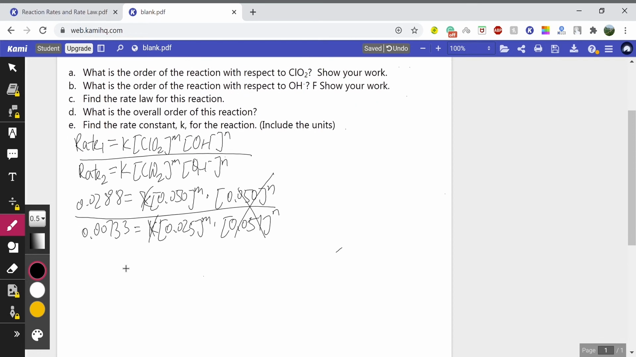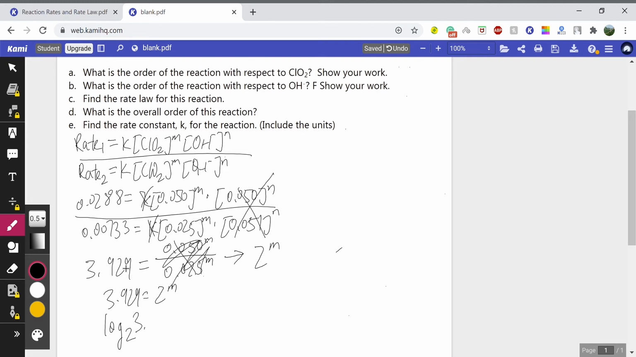Now we have this. First, let's divide 0.0288 by 0.00733. This gives us 3.929 equals 0.050 to the M power divided by 0.025 to the M power. This can also basically mean 2 to the M power, right? When we divide these two out. So 3.929 is equal to 2 to the M power. We can set up a log. Log to the base of 2 of 3.929 is equal to M.